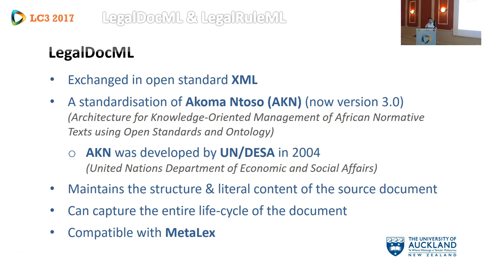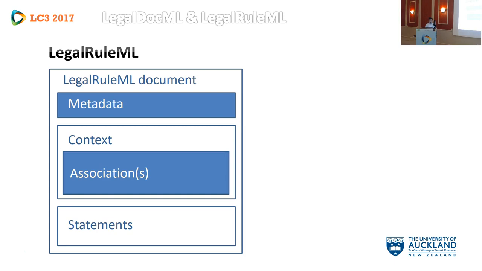It is compatible with MetaLex, which is an earlier standard to present literal content of legal documents. The Dutch government has encoded a lot of regulation in MetaLex, for example. And for LegalRuleML, this is the structure of a LegalRuleML document. It has metadata, context with association. This association links a rule to its text provisions, and then some statements, different kinds of statements that describe a legal context.